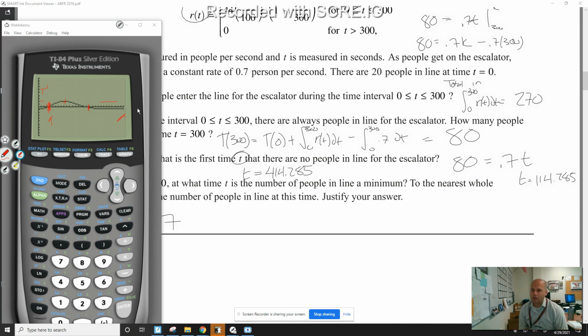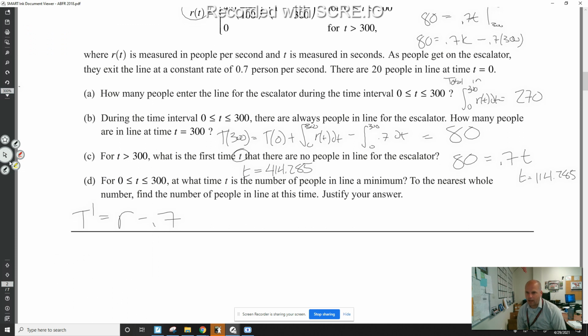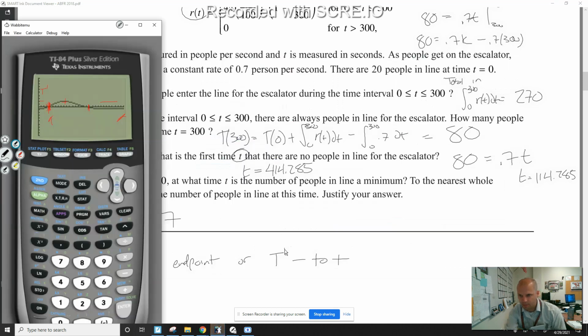So here's what I always say. T is a min at an endpoint or when T prime changes sign from negative to positive. I believe they accept this. I don't think they want to accept that, but they like it.